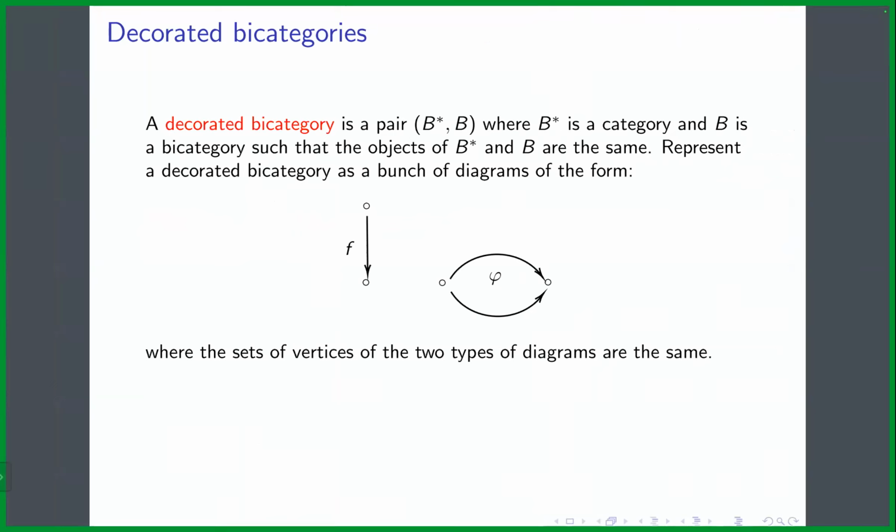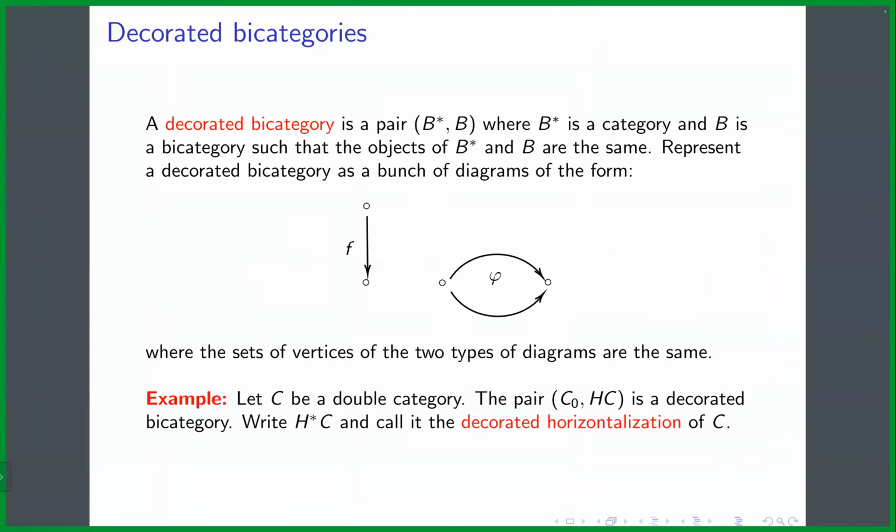So a decorated bicategory is a pair B star comma B, where B star is a category and B is a bicategory such that the objects of B star and the objects of B are the same. So we represent a decorated bicategory as a bunch of diagrams of this form. The globular diagrams represent the bicategory B, and the vertical arrows represent the category B star. So we're assuming that the vertices of the two diagrams are the same.